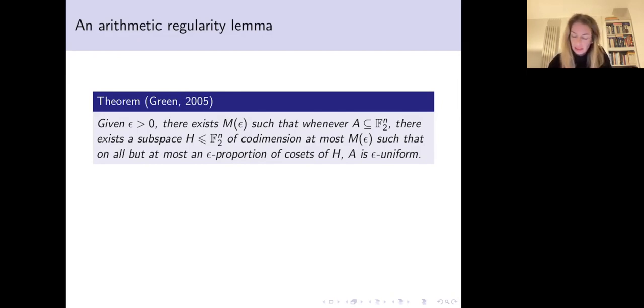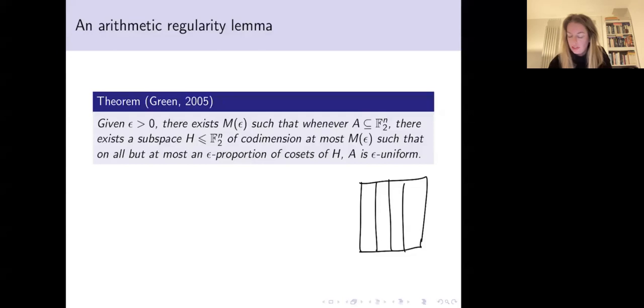So, this means that I can split, or partition, my space F2 to the n into a bounded number of cosets of this subgroup, such that on almost all of them, A is evenly distributed. So on almost all of them, maybe here and here and here, it's bad, but everywhere else, A looks like a random set.